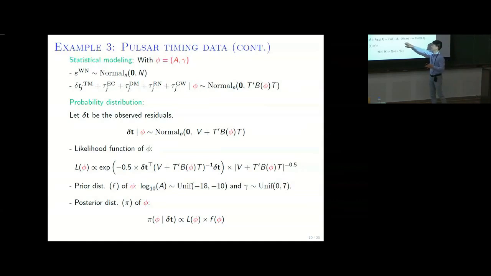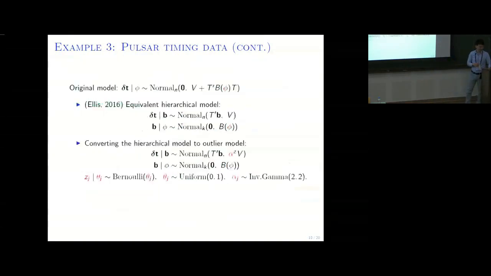Fortunately, he was using a proper prior distribution. So I know that the pulsar posterior is automatically proper. And what he does is to derive a hierarchical model using the marginalized distribution. What I did is simply multiply this alpha to the z term to the known variance component, and I set up some prior distribution for the extra parameters.